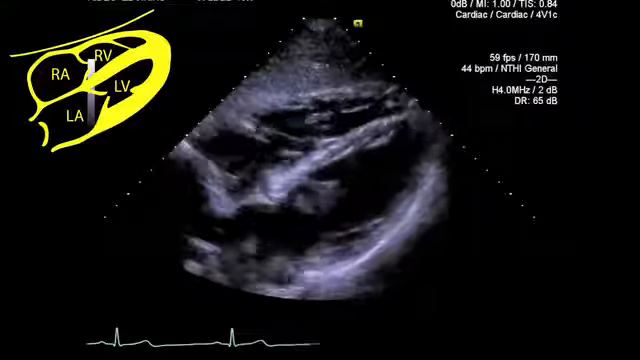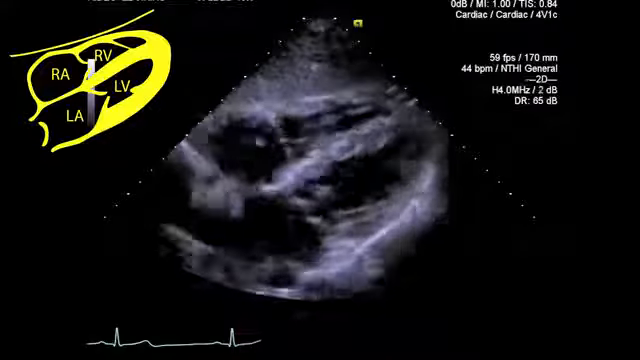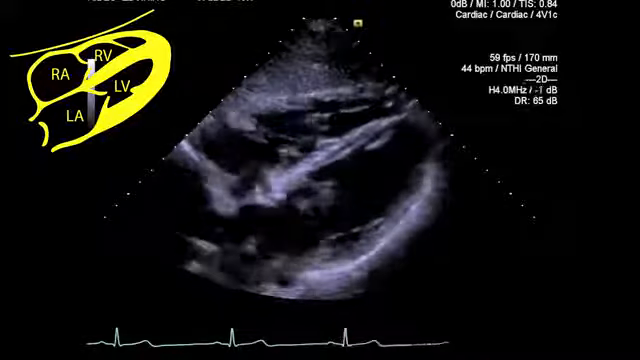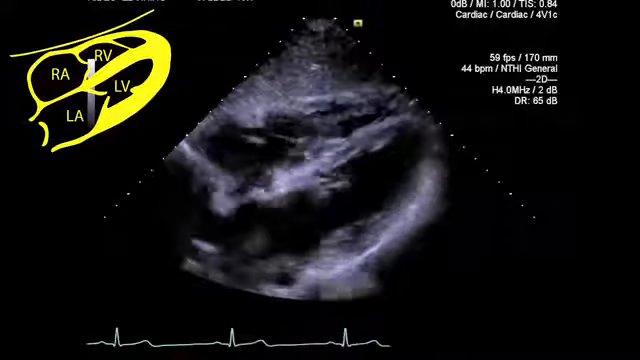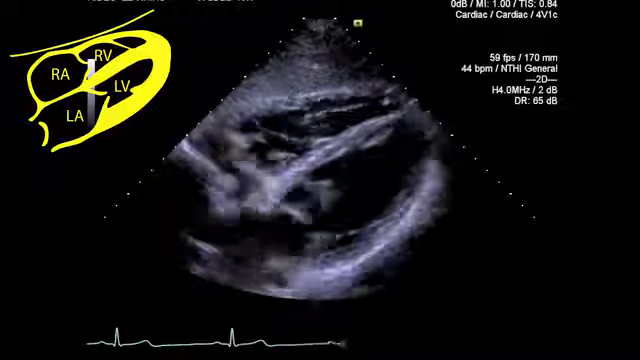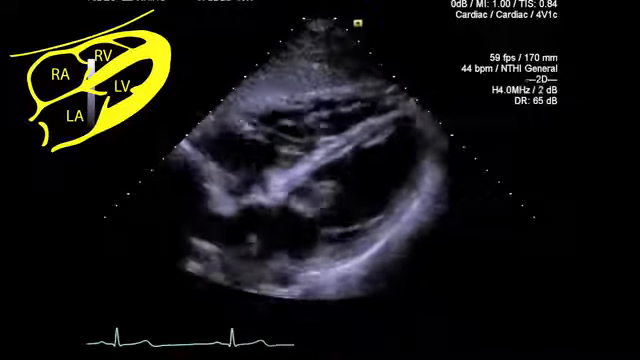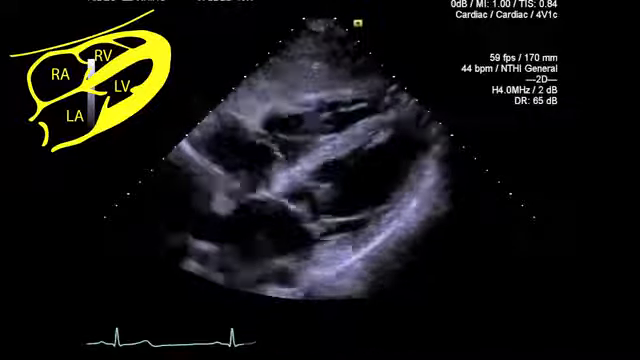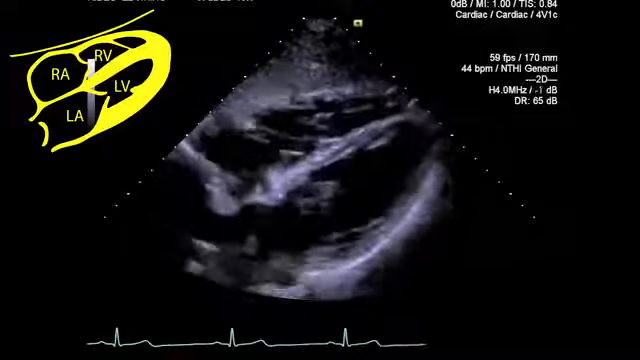Place the probe in the subxiphoid region with the probe marker towards 3 o'clock. Tilt the probe anteriorly and direct your ultrasound beam in between the suprasternal notch and the left clavicle. Have a look at this 4-chamber view, again assessing every chamber. Look at the size of the atria and size of the ventricles. Look for any gross valvular pathology or any regional wall motion abnormality.